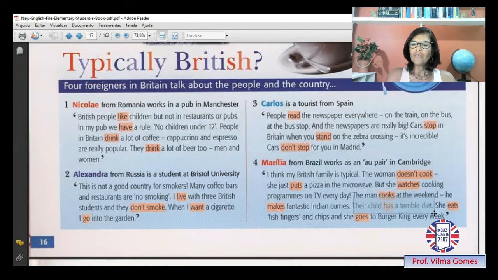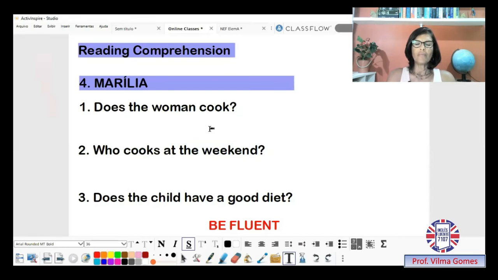Their child has a terrible diet. Their child. Why? Deles. Né? O filho deles. Da mulher e do homem. O filho do casal. O filho deles. Their child has a terrible diet. Lembre porque nós vamos lá completar. Very good. Let's complete here. Essa é a última parte, nós estamos quase terminando.